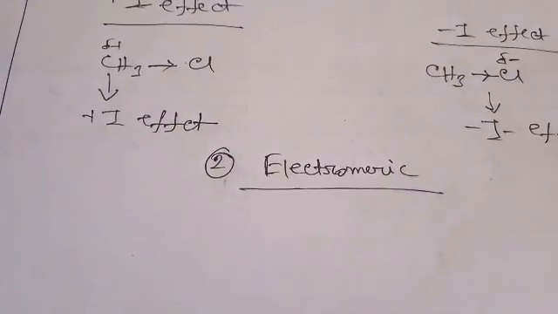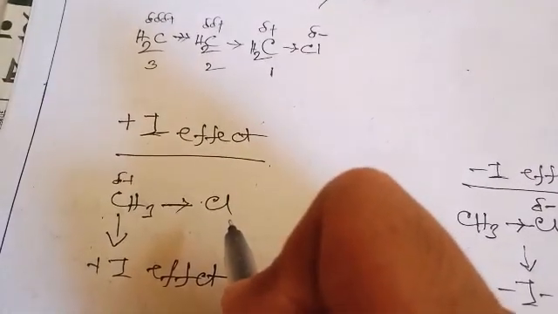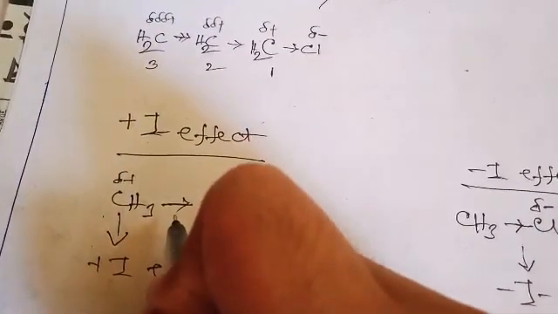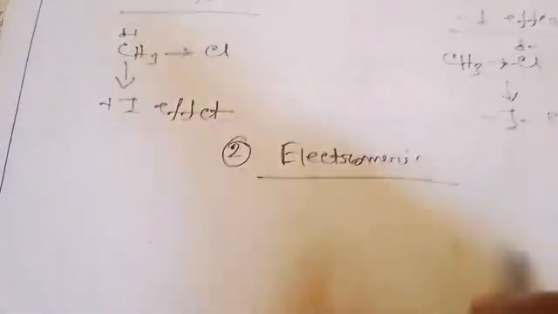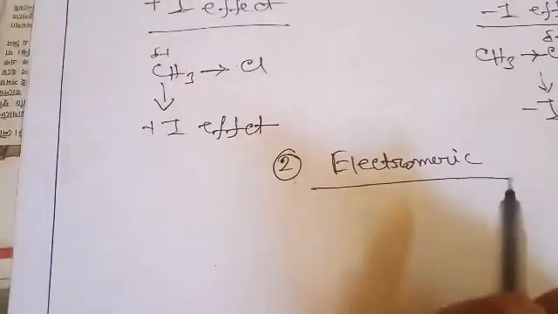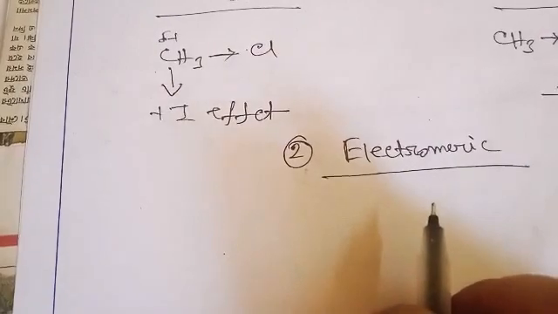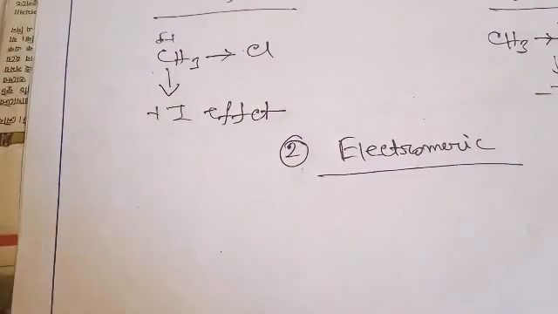Now let's discuss the second effect, that is the electromeric effect. In the previous case, we have seen that the electronegativity effect is a permanent effect. Since electronegativity is a permanent phenomenon, we may conclude that this pulling or pushing of the bonded pair of electrons is a permanent effect. But now we are discussing a temporary effect, the electromeric effect, because this effect is shown when we use an external source, and it is removed when the external source is removed.